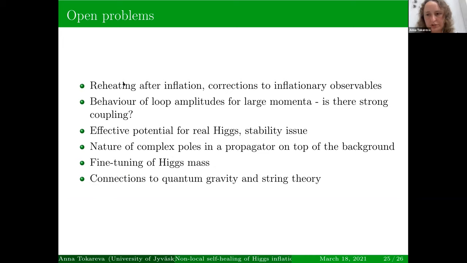Study of reheating after inflation in such a model, exact connections to inflationary observables, such as more exact values of the scalar-to-tensor ratio and estimations of non-Gaussianities, behavior of loop amplitudes at large momenta depending on form factors, and the effective potential of the real Higgs, which is coupled to a lot of standard model fields, due to which we have running of lambda and loop contributions, especially fermion loop contributions, to the effective Higgs potential. And one of the issues is the nature of complex poles in the propagator on top of the background, and there are controversial opinions on whether it makes the theory bad or whether it can be solved.